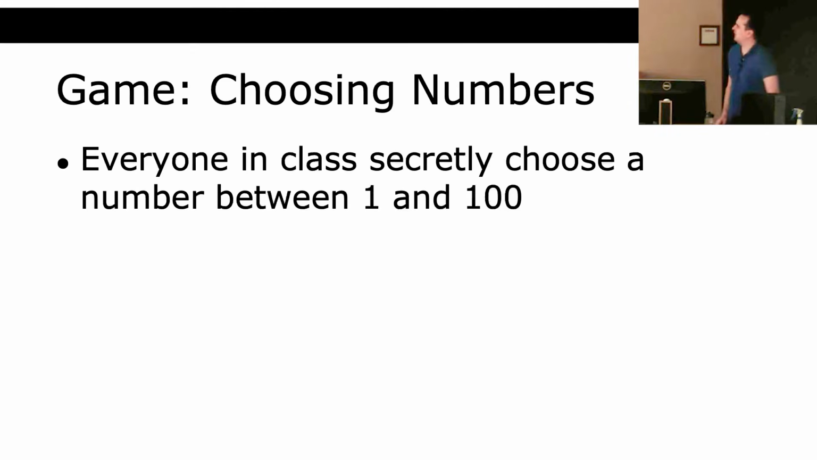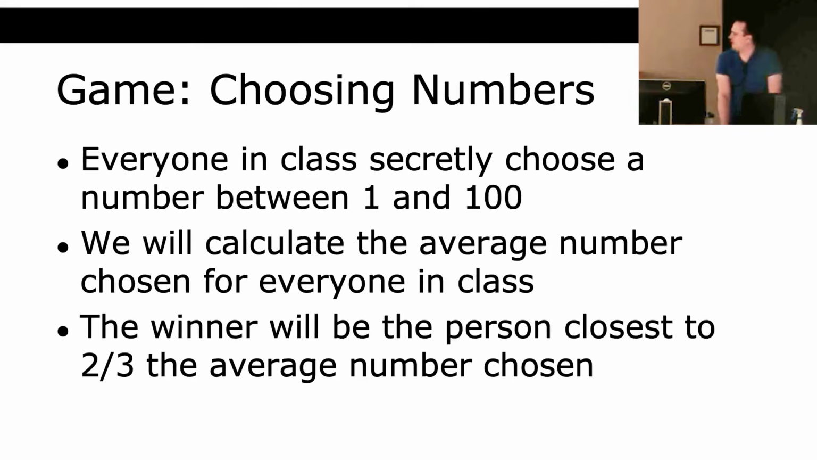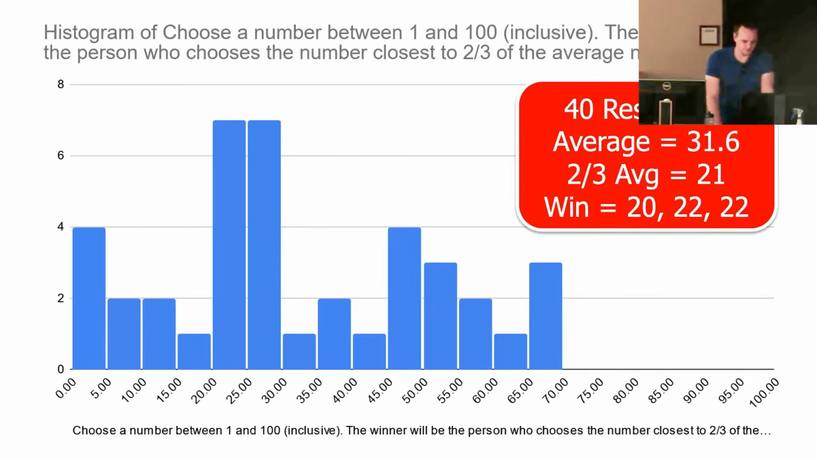So everyone in the class secretly chose a number between 1 and 100. And what we did was, I'm going to calculate the average number chosen for everyone in class. So for example, if everyone chose 50, the average is 50. If everyone chose 100, the average is 100. And the winner would be the person who chose closest to 2/3 of the average number that was chosen. So it's a little bit of a tricky game. I'm not sure how long you thought about it, but here are the results for that game.